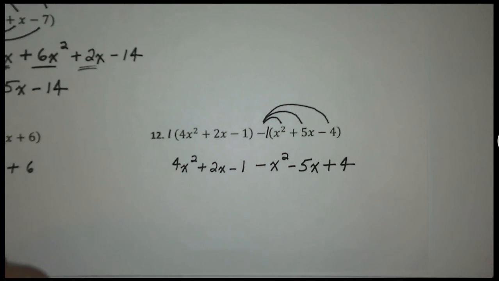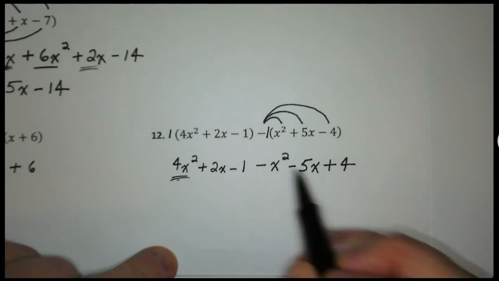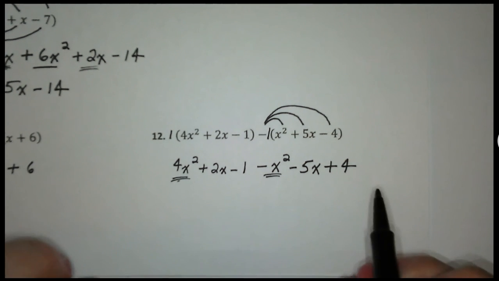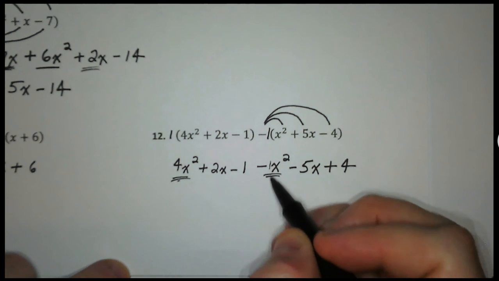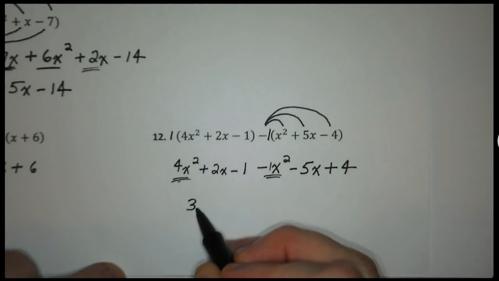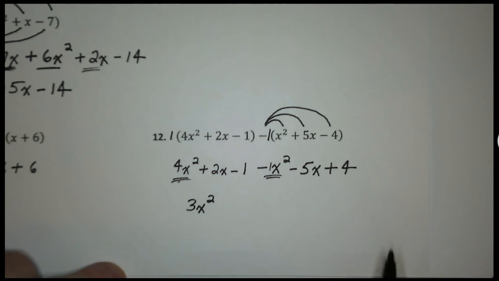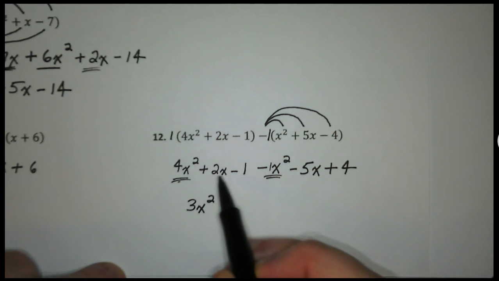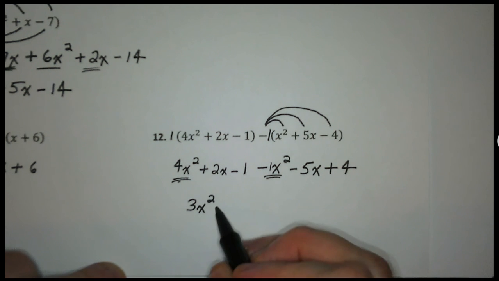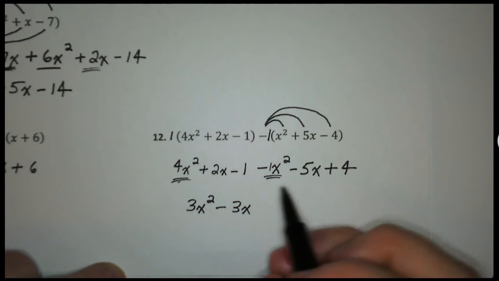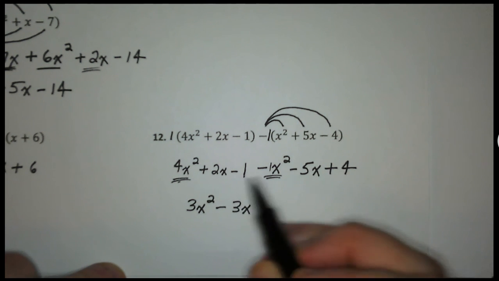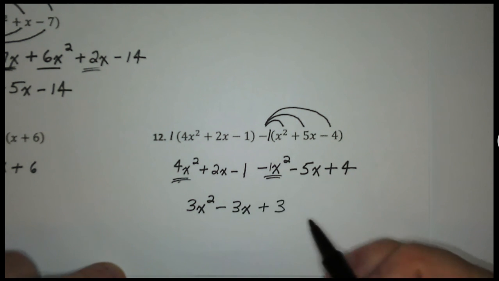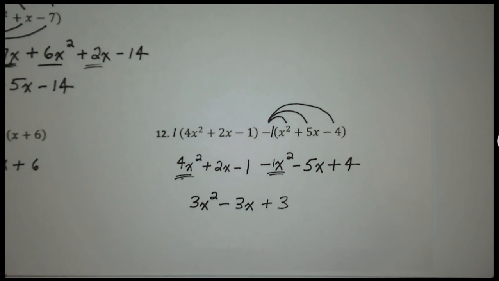Same thing. And now we have, let's see, like terms. 4x squared minus x squared. Remember, technically there's a 1, so 3x squared. And then positive 2x and a negative 5x, negative 3x. And then negative 1, remember, negative 1, it's negative. Negative 1 plus 4. Wow. Bunch of 3's.